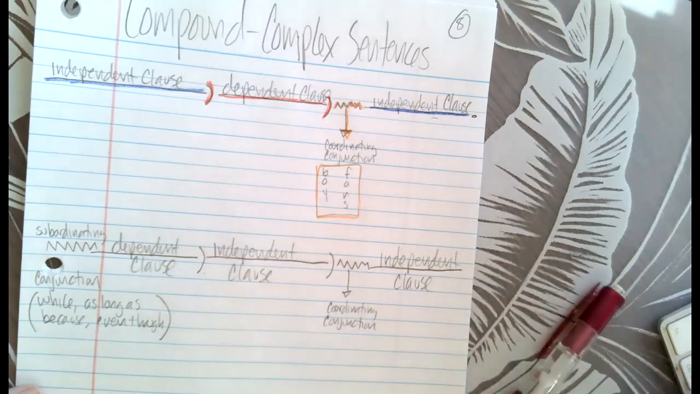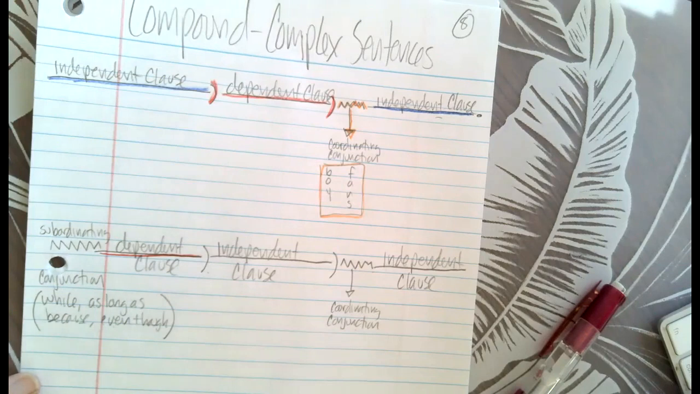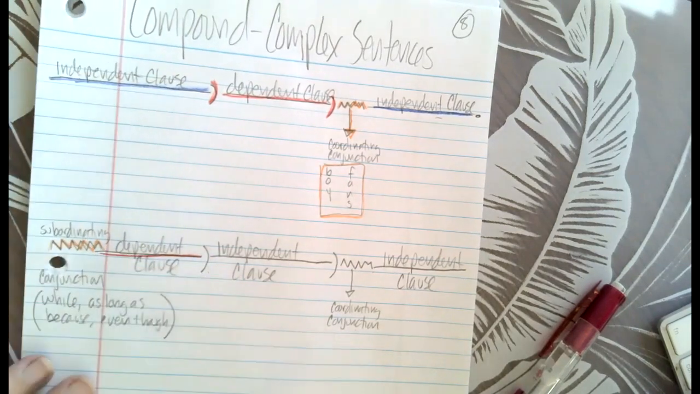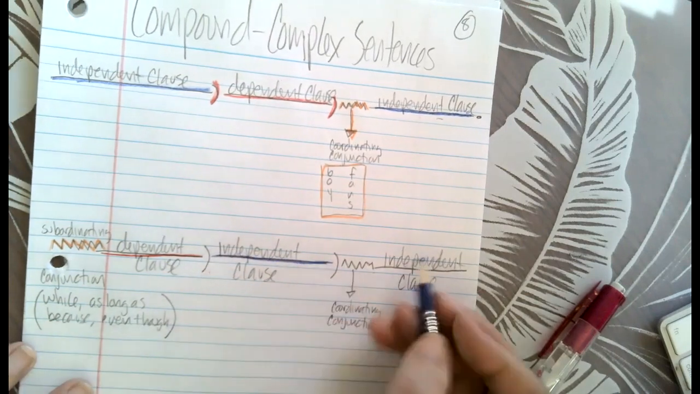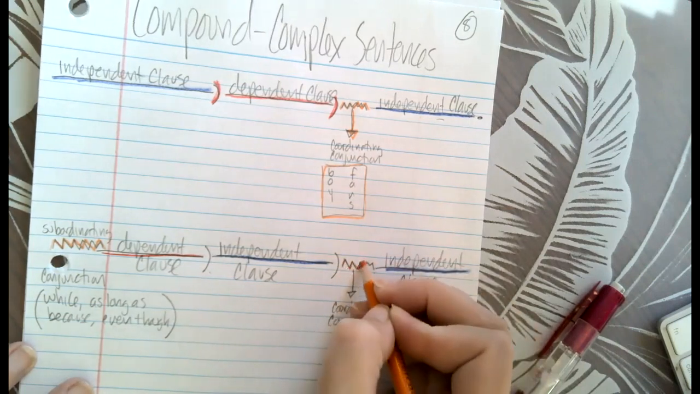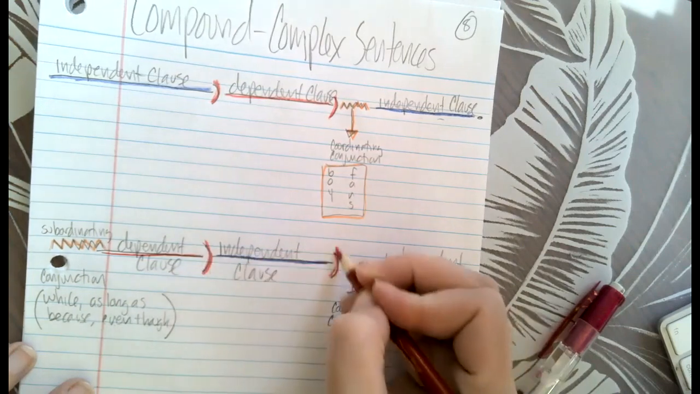Okay, let's do our color coding. So we're starting out with a dependent clause. We're actually starting out with a subordinating conjunction, which is forcing that dependent clause. And then we have two independent clauses. Let's go over our commas in nice big red.